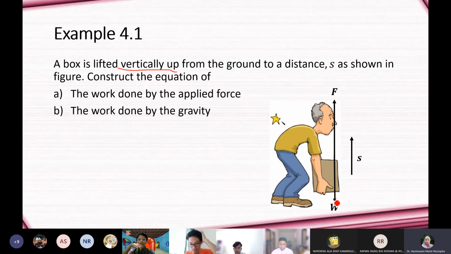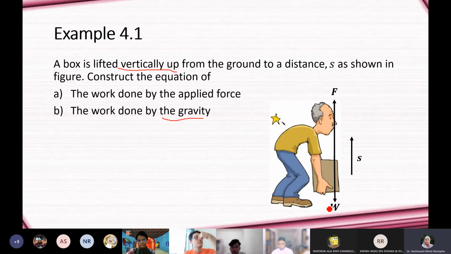So, look at the diagram. This is the free body diagram here lah. So kita boleh lukis dia punya direction of the force. F ke atas, sebab dia angkat kotak ni ke atas kan. So force dia ke atas. Dan how about the displacement? Displacement dia pun ke atas sebab box ni bergerak ke atas. Jadi displacement dia ke atas dan kita ada W ke bawah because we want to calculate the work done by the gravity force. So kita ada W ke bawah.